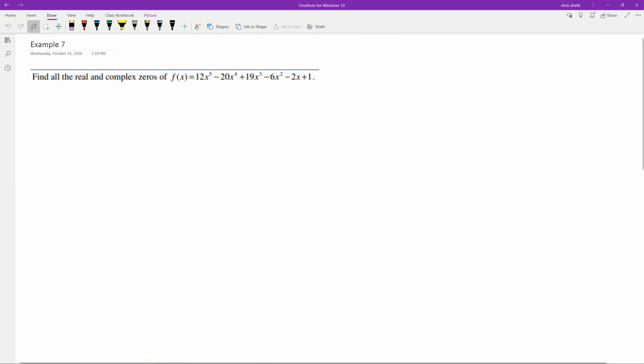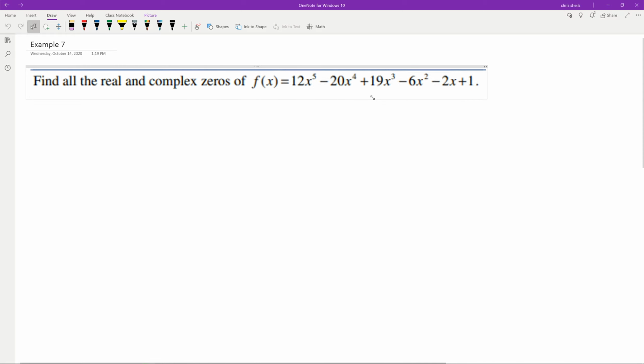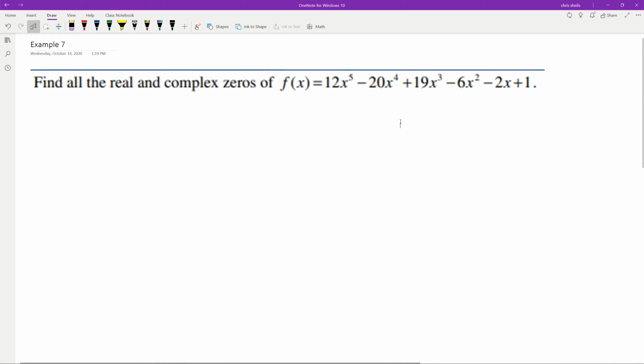So let's look at an example here. Do I have a graph? Yeah, I do have a graph. I did graph this already. So the first thing that we want to do for finding all the real and complex zeros of this given polynomial is we want to use our rational roots theorem to find all possible rational roots here.